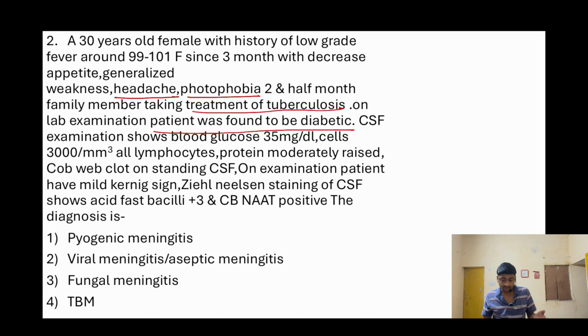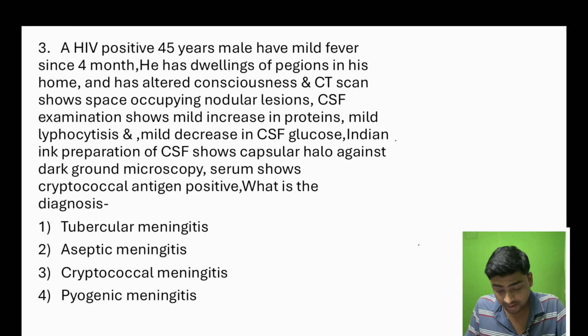As we have learned, in case of tubercular meningitis, the clinical feature is HIV or an immunocompromised state of the patient. And the CSF examination shows blood glucose which is less, it is 35 milligram per deciliter, and the predominant cell type is lymphocyte. The protein is moderately raised, and the cobweb clot, which is a characteristic feature of tubercular meningitis. So the diagnosis and the answer of this question is TBM. It is tubercular meningitis. Right.